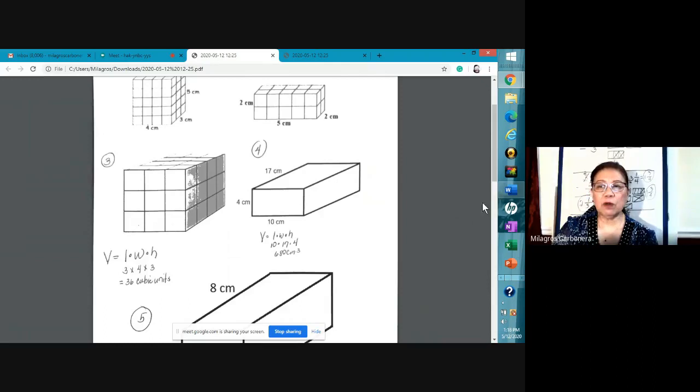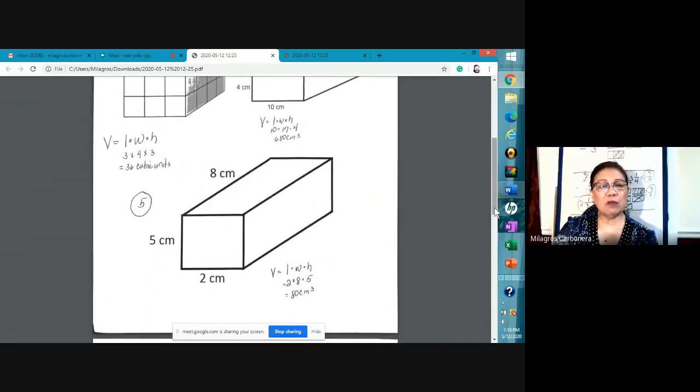Okay? Now let's move on to the next. Number 5, which is my last example. I have here also a rectangular prism. Okay? Now what do you think is the length? This is the length part. Okay? This is the length. So it is 2. And how about the width? This part is the width, which is 8. And how tall is it? From top to bottom, it is 5. So the volume is 2 times 8 times 5, and that gives you 80 cubic centimeters.